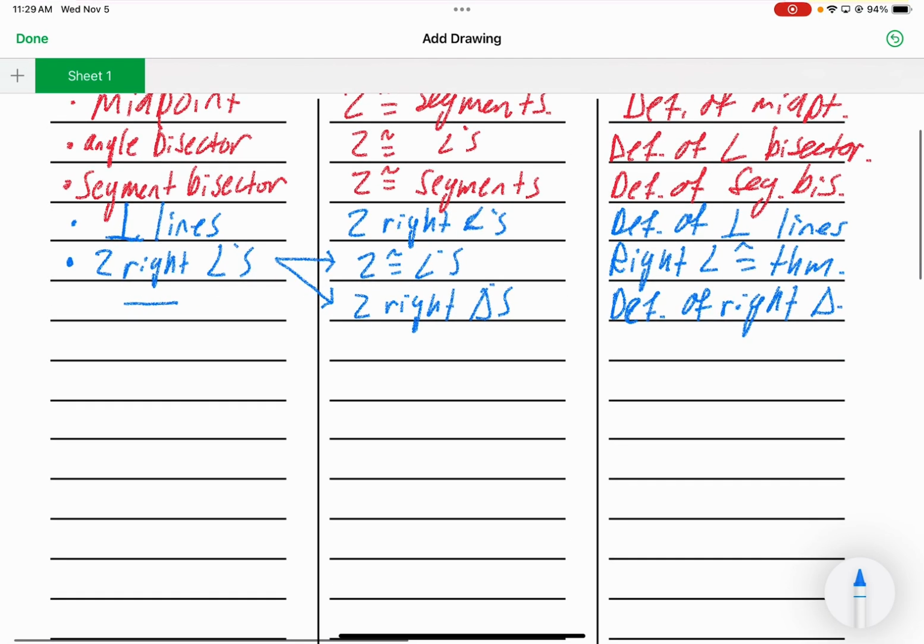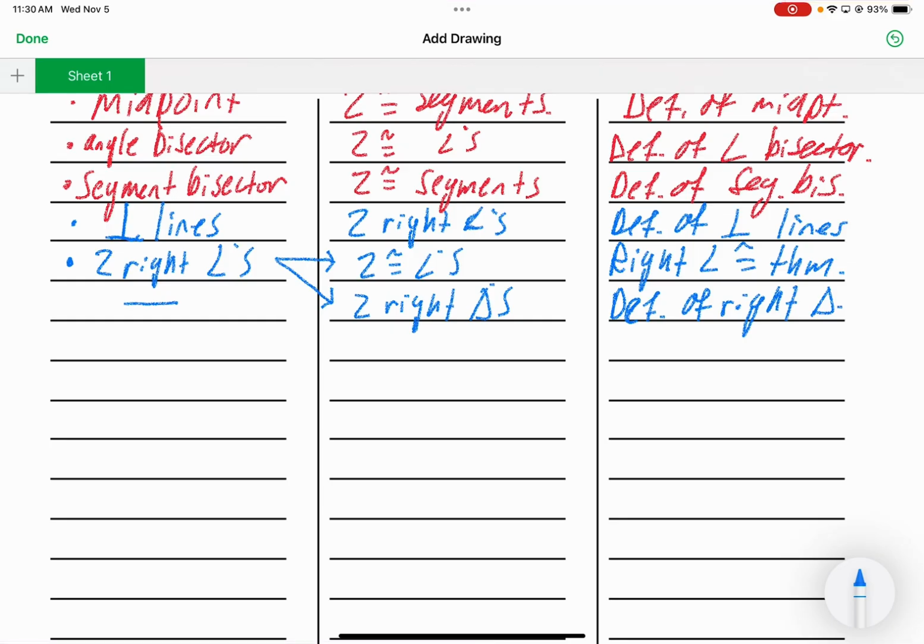All right, that was a good one. What else could we have been given? What else have you been given in the past? Segment is congruent to another. 2 segments congruent to each other. From that, we would just leave it as it is, because usually what we're after anyways is congruent segments or congruent angles. So there's not much more that we can get from that.